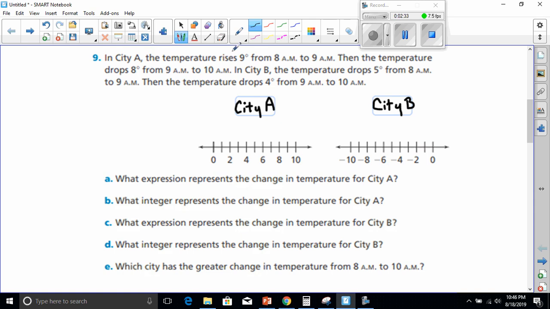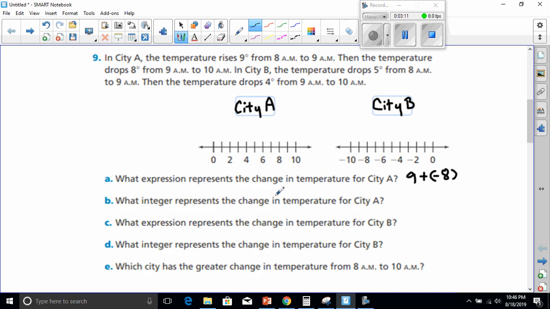Well, it says here in City A, the temperature rose 9 degrees from 8 a.m. to 9 a.m. So 9 degrees. Then the temperature drops 8 degrees. So that's going to be a positive 9, and we're going to add that to a negative 8. All right? And 9 minus 8 will be our change in temperature, right? But that is the expression that we would write, 9 plus a negative 8. And if you guys put 9 minus 8, I guess I would accept that too.